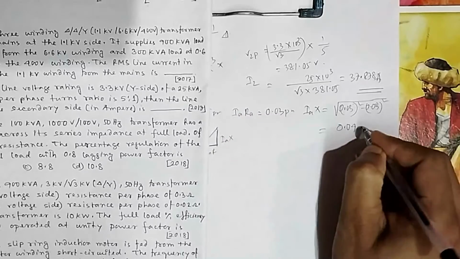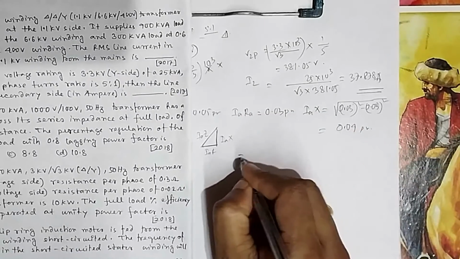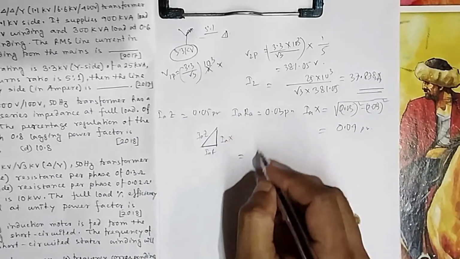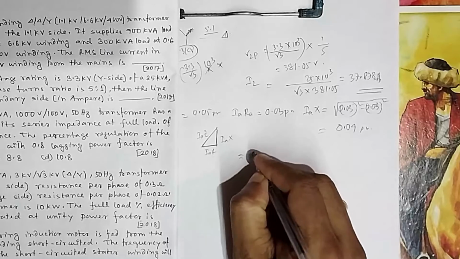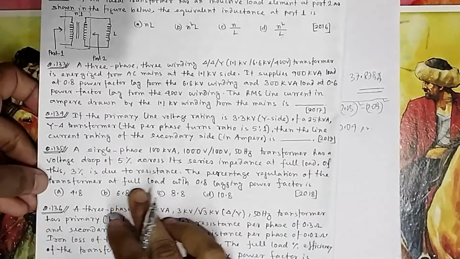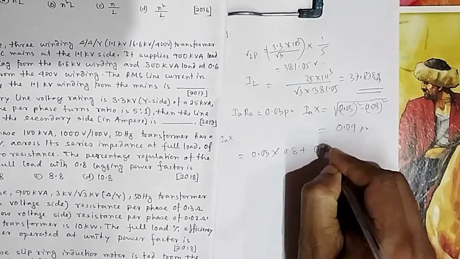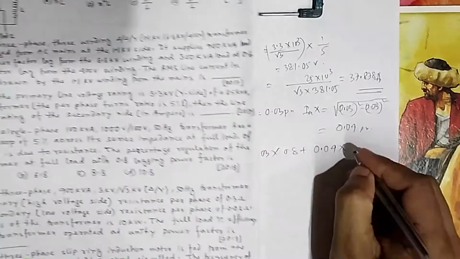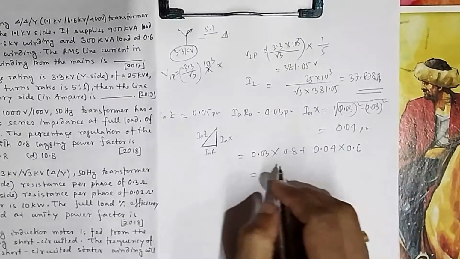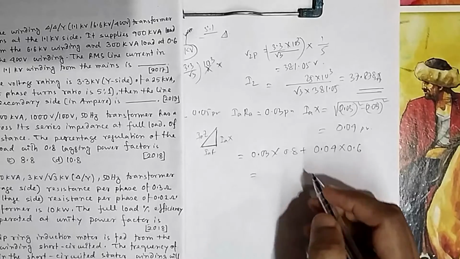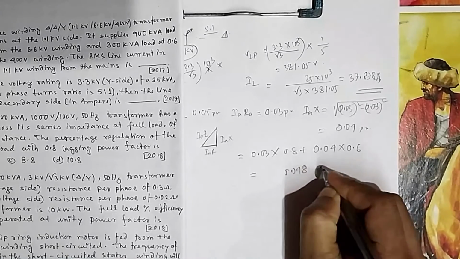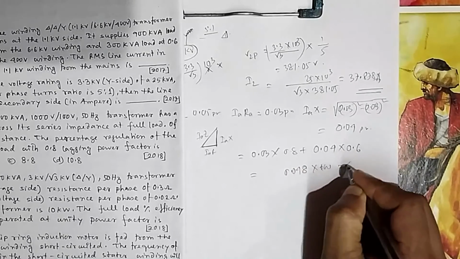So once you know per unit, I think you can use the formula of regulation. It is IaRa cos phi plus IaXa sin phi. That is 0.03 into the power factor they have given, 0.8 cos phi, plus 0.04 into sin phi, which is 0.6. So if you take the product of this one, I think you will get the answer 0.048. If you multiply by 100, it is 4.8%. That is the regulation.